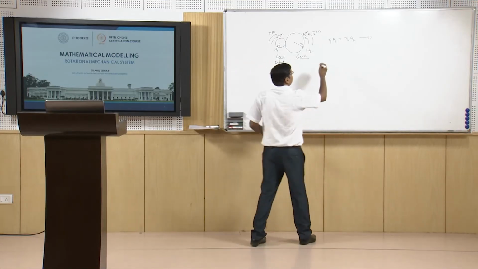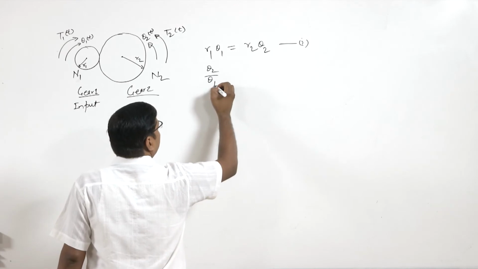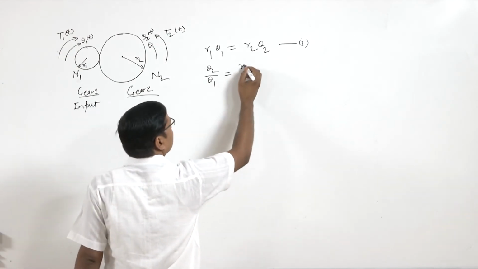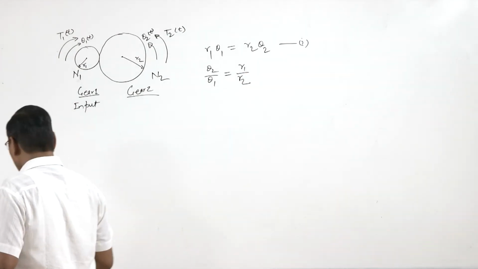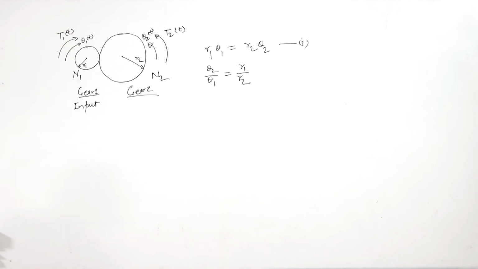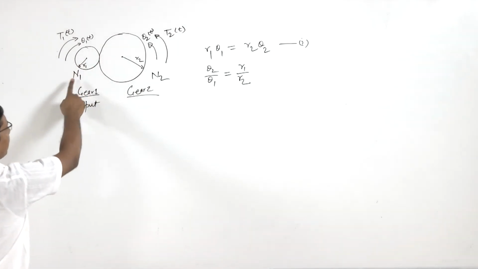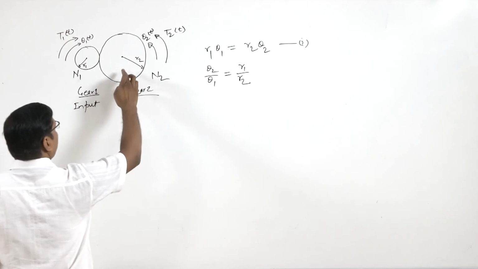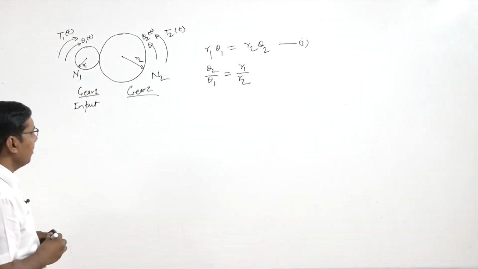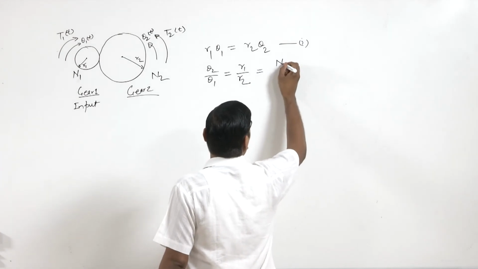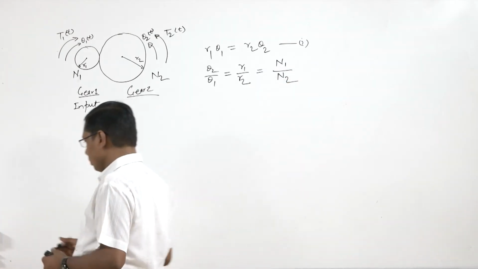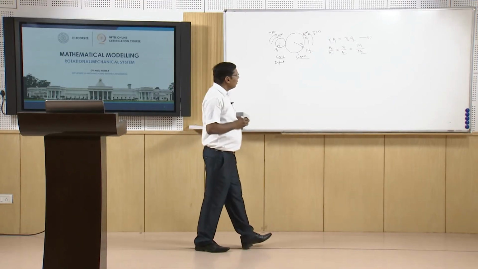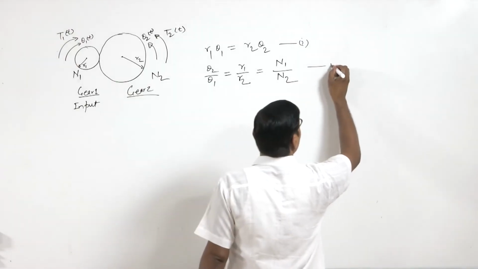And so here we will get theta 2 upon theta 1 equal to R1 by R2. Here R1 is proportional to the number of teeth and R2 similarly proportional to the number of teeth. So R1 by R2 equal to N1 by N2. So this is the second expression.